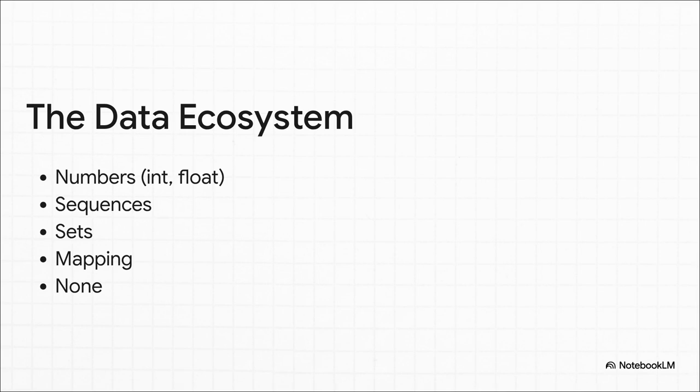You have sequences for ordered items, so that's your strings of text, lists that you can alter, and tuples that are totally fixed. Then there are sets for unordered, unique items. You've got mapping, like dictionaries, which pair a key to a specific value. And of course, you have None, which represents a very deliberate, specific absence of any value at all.